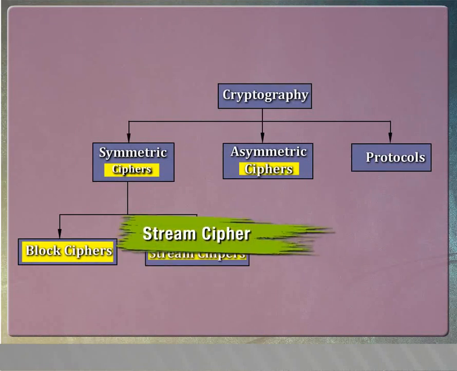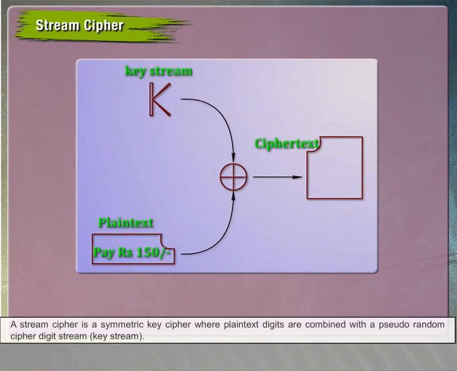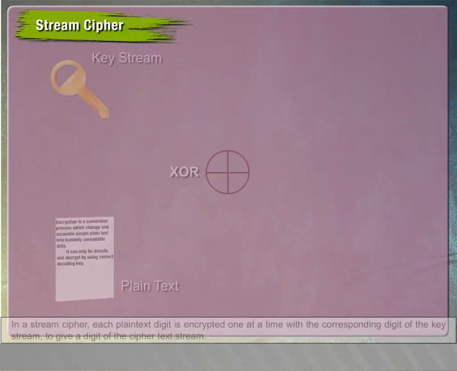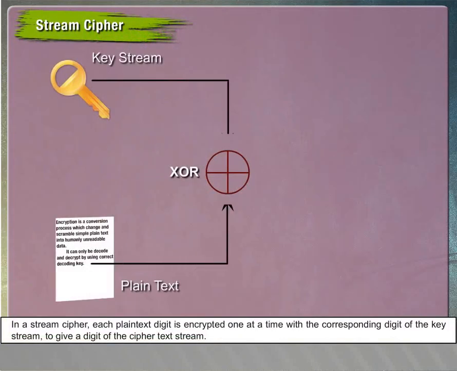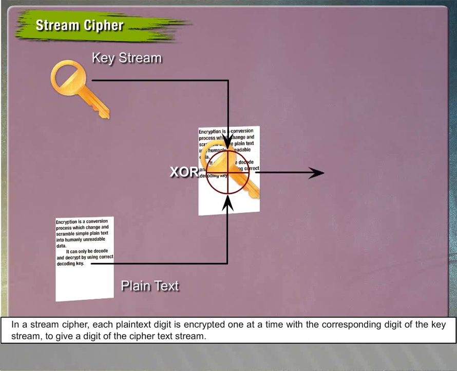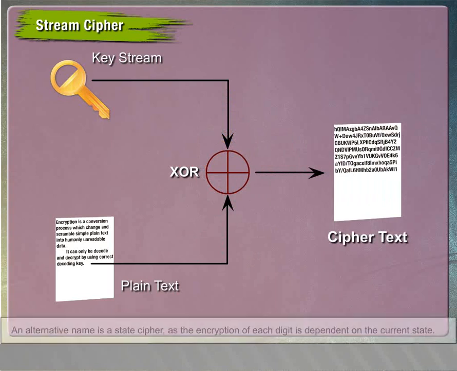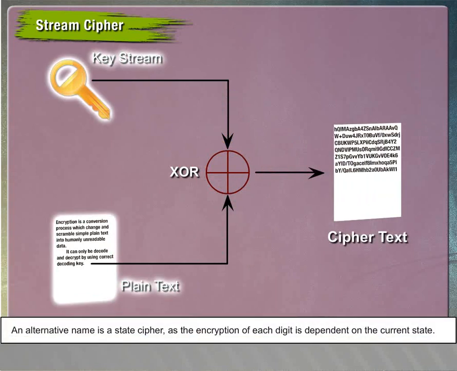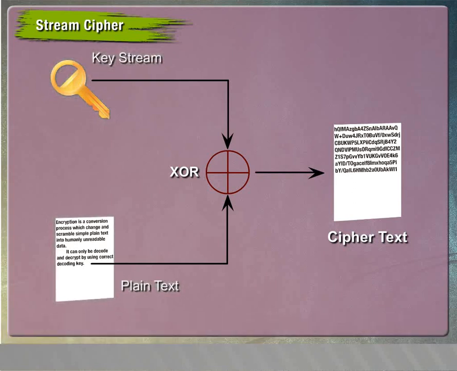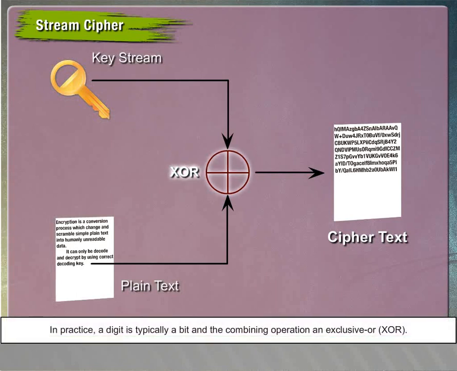Stream cipher. A stream cipher is a symmetric key cipher where plaintext digits are combined with a pseudo-random cipher digit stream, that is, key stream. In a stream cipher, each plaintext digit is encrypted one at a time with a corresponding digit of the key stream to give a digit of the ciphertext stream. An alternative name is a state cipher, as the encryption of each digit is dependent on the current state. In practice, a digit is typically a bit and a combining operation an exclusive OR, XOR.